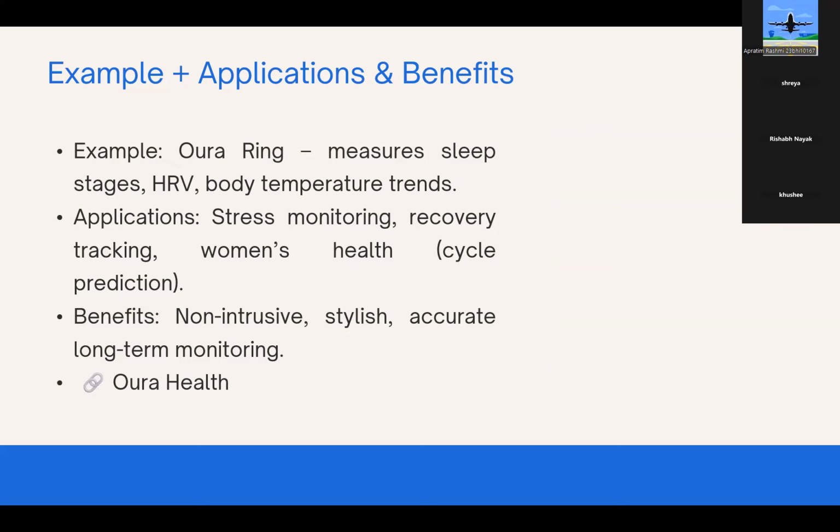Now the examples will be Oura Ring: temperature, sleep stages, HRV, body temperature trends. The applications can be stress monitoring, recovery tracking, and women's health cycle prediction. The benefits can be non-intrusive, stylish, accurate, and long-term monitoring.